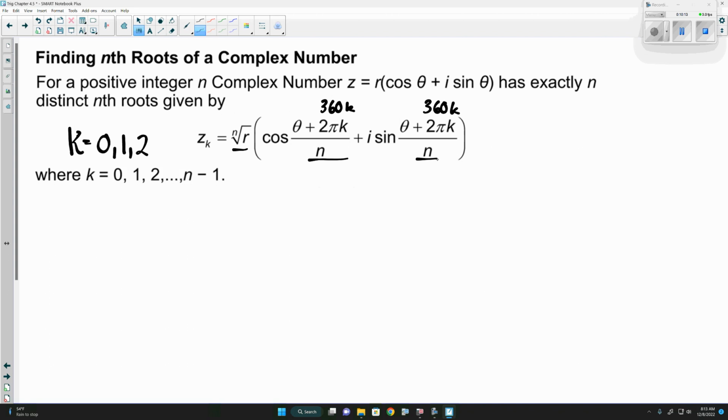Now, for the homework on some of these, it's going to want you to convert it to a decimal, so approximate to 3 or 4 places. When we take the test next week, I will say keep it in polar form, so you don't have to approximate or plug it in. We just will have sine and cosine with the angle.